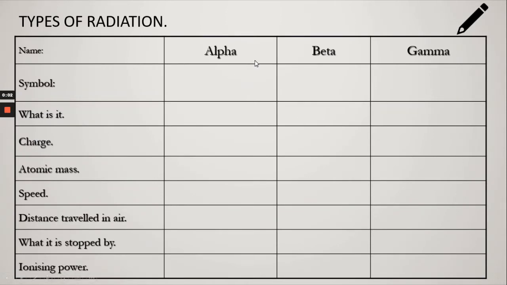So for each type of radiation, alpha, beta and gamma, we've got quite a lot of information that we're going to learn and that you need to know about it. So to make your life a little bit easier, I'd like you to write down this table into your notes so that you can record the information as we learn about each type of radiation. So you're going to learn the symbol, what the radiation is, its charge, atomic mass, speed, distance travelled in air, what it's stopped by, and the ionizing power. So we'll look at these first 5 first of all, and we'll do a little overview of the table, so don't worry too much if you can't get this down while we're talking about it, but make sure you copy the table down for now. Okay, so pause the video if you need to, and then we'll start on alpha radiation.